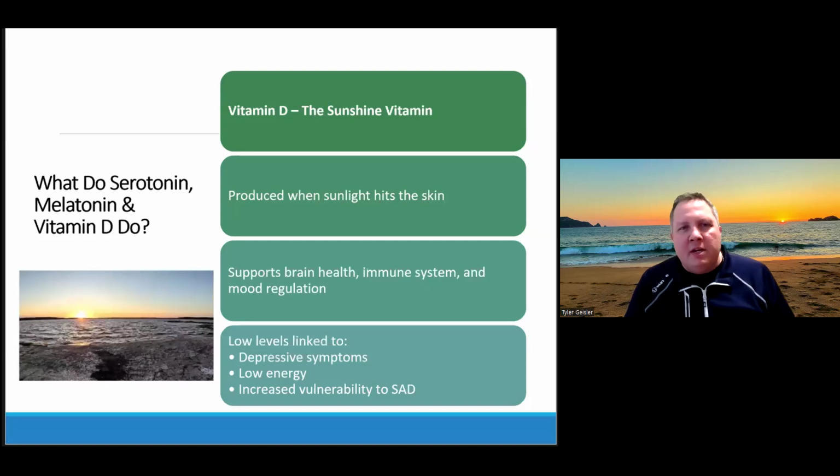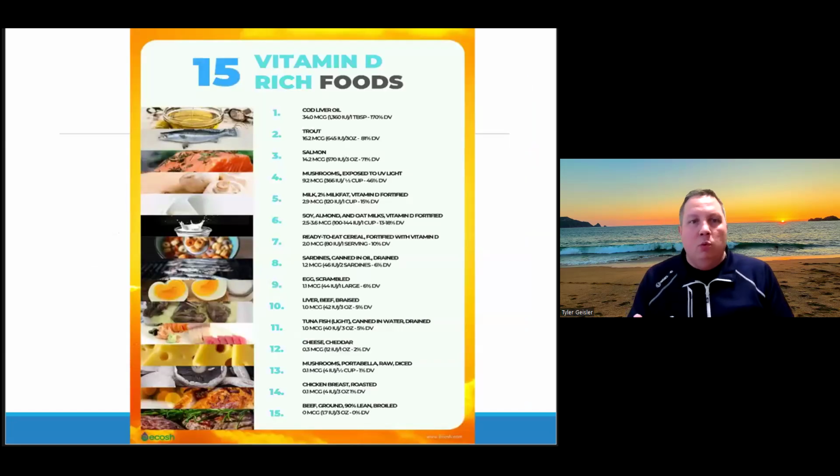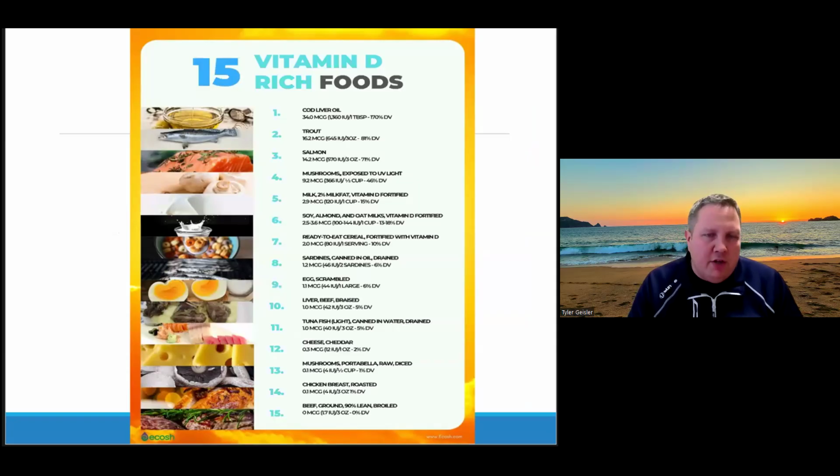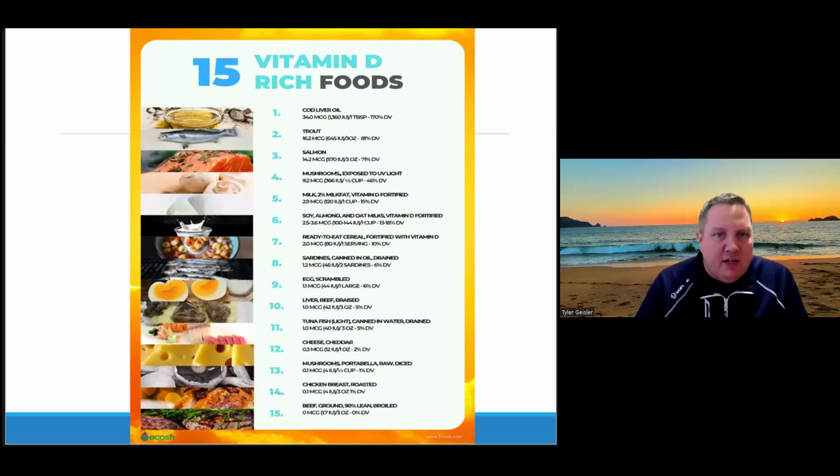So how can we get vitamin D aside from the sun? Well, with a really good healthy diet, right? Here's a really good list that you can take down of things you may want to experiment with in the kitchen, maybe some new items to start incorporating in your diet now that it's November, for at least the next few months, to make sure you're getting high levels of vitamin D. We've got cod liver oil, trout, salmon, mushrooms, 2% milk. You can get vitamin D fortified soy, almond, and oat milks, ready-to-eat cereals fortified with vitamin D, and sardines.